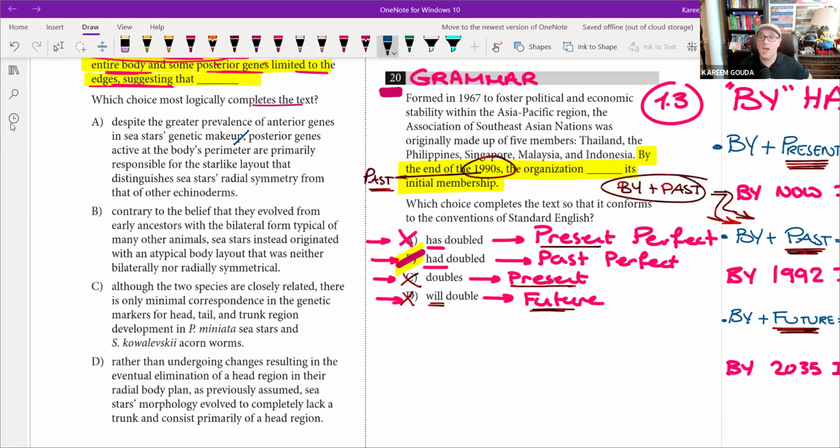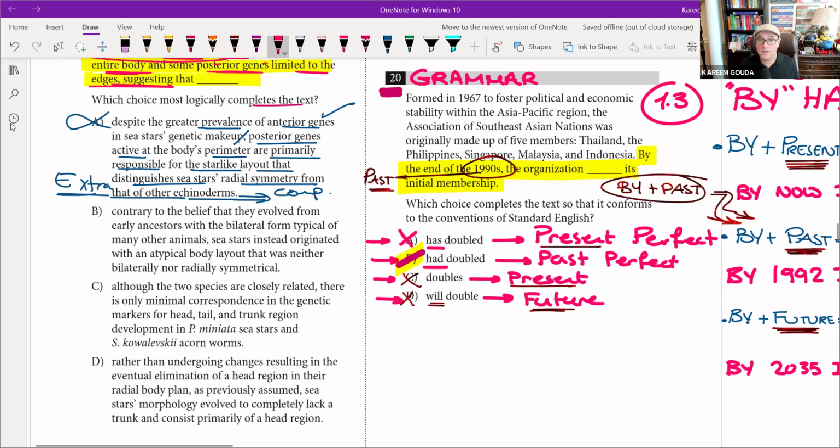posterior genes active at the body's perimeter are primarily responsible for the star-like layout that distinguishes sea stars' radial symmetry from that of other echinoderms. Are there other echinoderms? I would say that this is a comparison skill. I'd actually argue that this is extra information. Right here, we were talking about the sea stars. We weren't talking about other echinoderms. I think so. Let's move on.